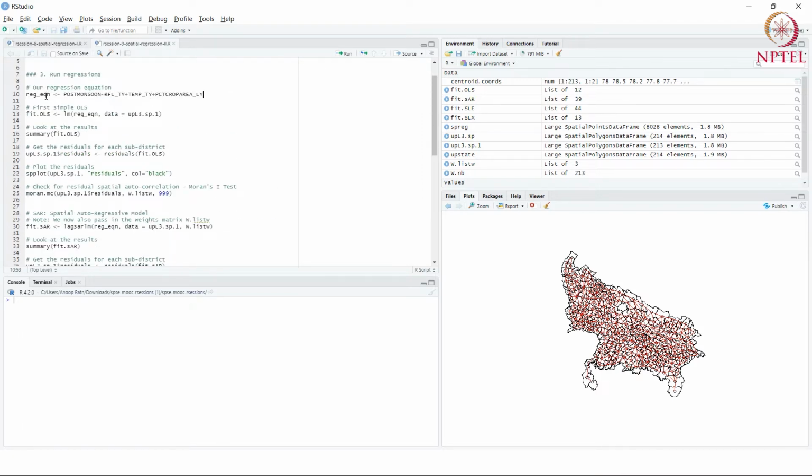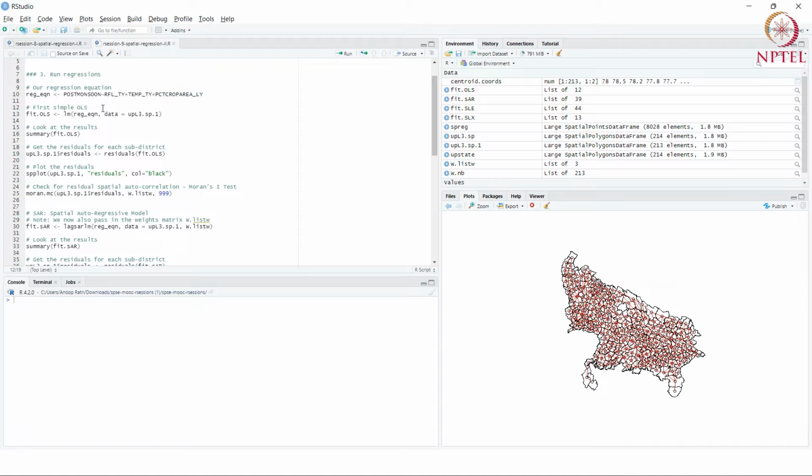All right, so this is our regression equation. We want to regress the post-monsoon level, that's our dependent variable, on this year's monsoon rainfall, this year's summer temperature, and last year's cropping. Those are the three variables, our three covariates. That's our basic regression equation that we would use in an ordinary least squares if there was no spatial component.